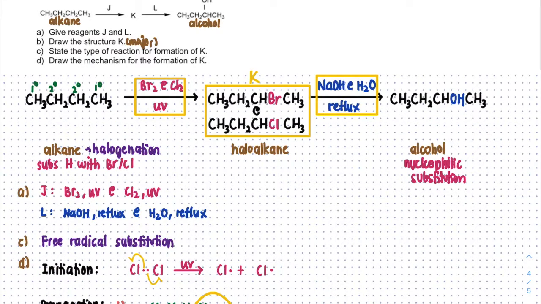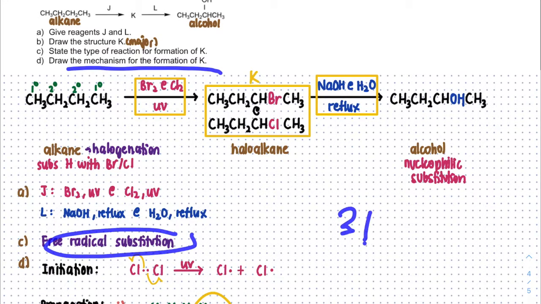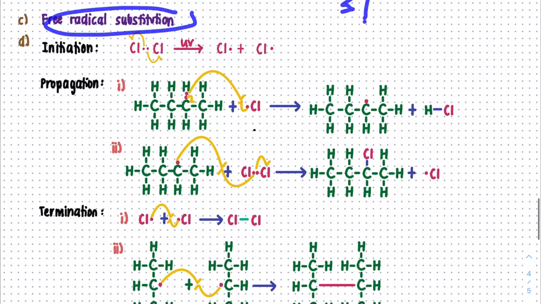Okay, so for drawing the mechanism of free radical substitution, we have 3 steps. What are the steps? We have initiation, propagation and termination. For the mechanism itself, only for free radical substitution, we use the half-arrow.